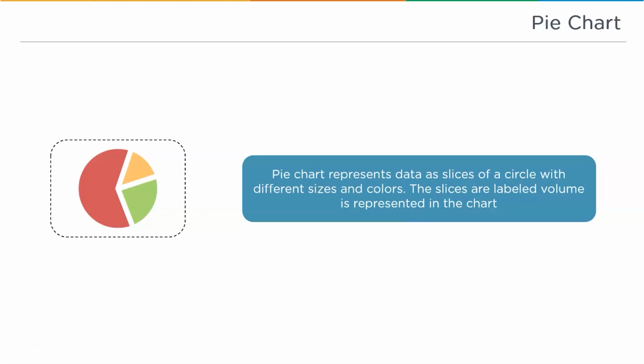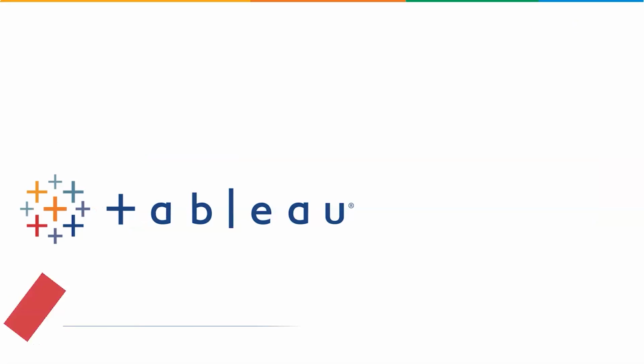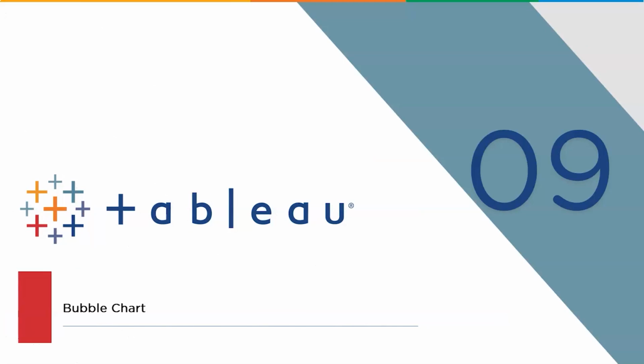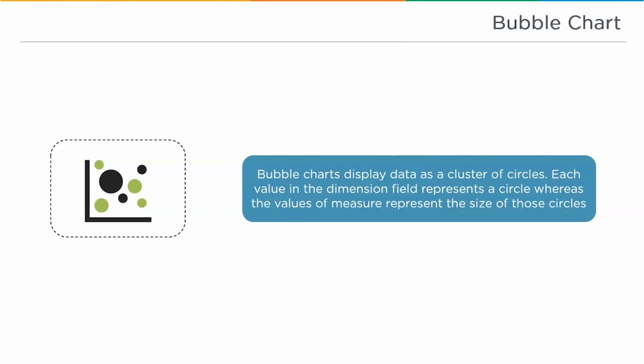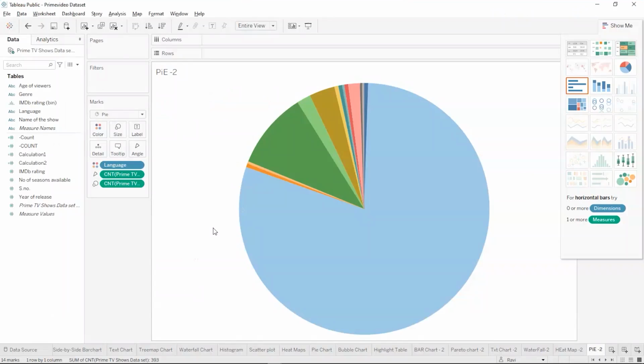Now the next type of chart available in our list is the bubble chart. So the bubble chart looks something like this. So bubble charts display data as a cluster of circles. Each value in the dimension field represents a circle, whereas the values of measure represent the size of those circles. Pretty simple. Now let's get back to Tableau and try to execute a bubble chart.